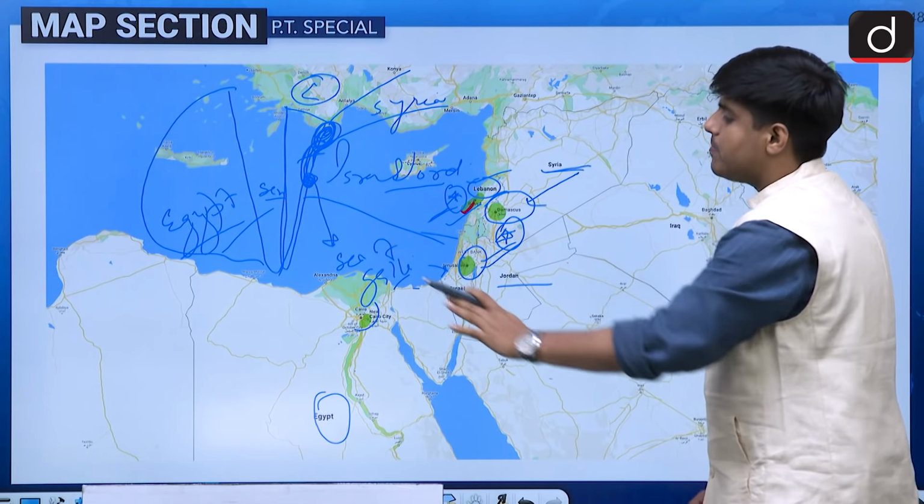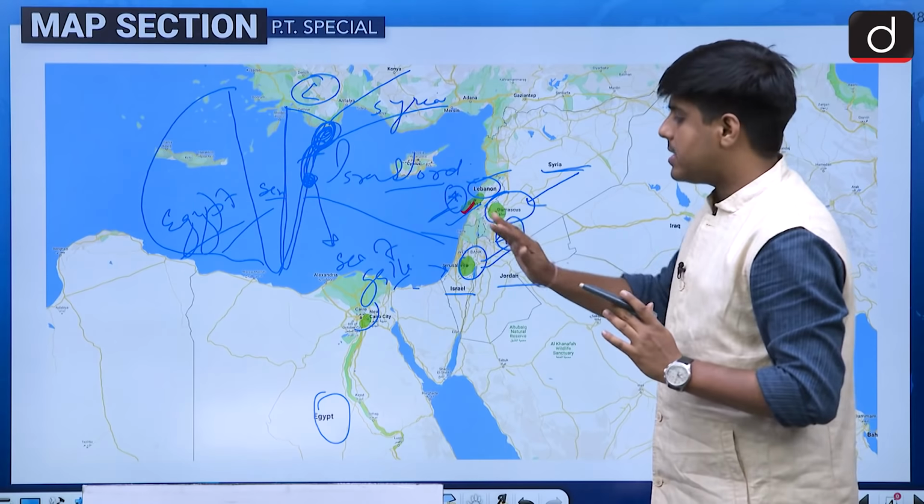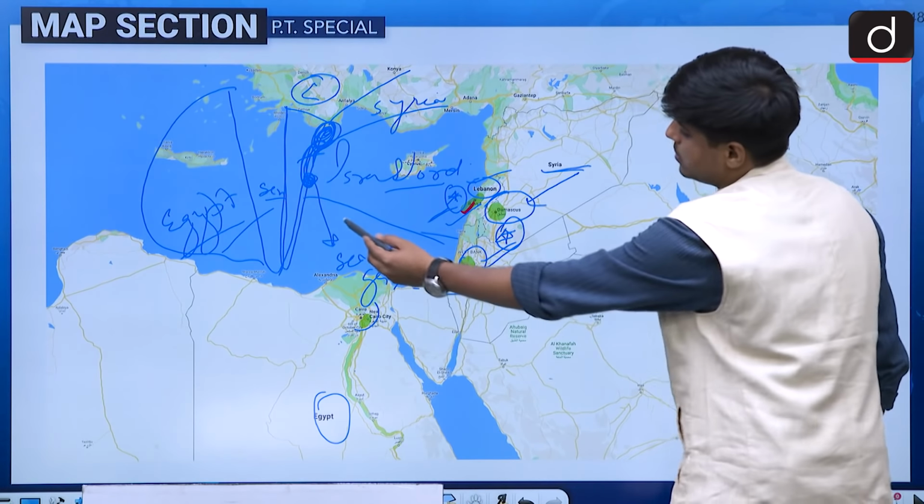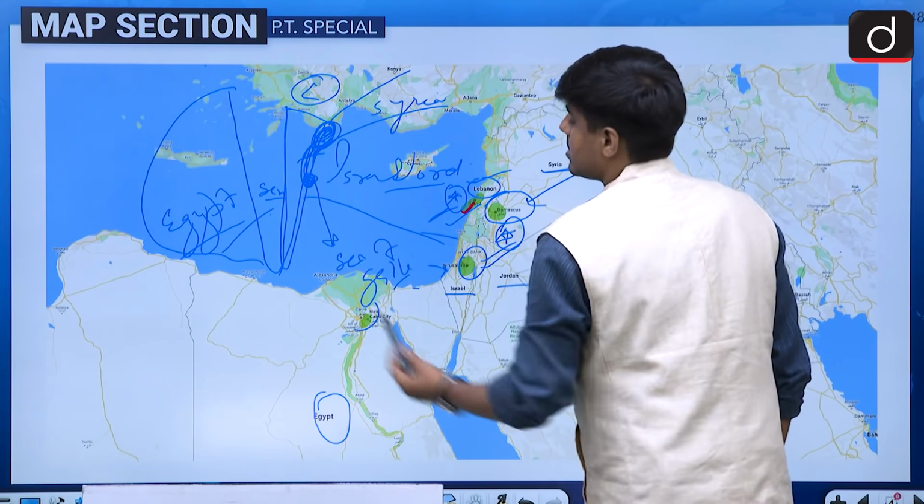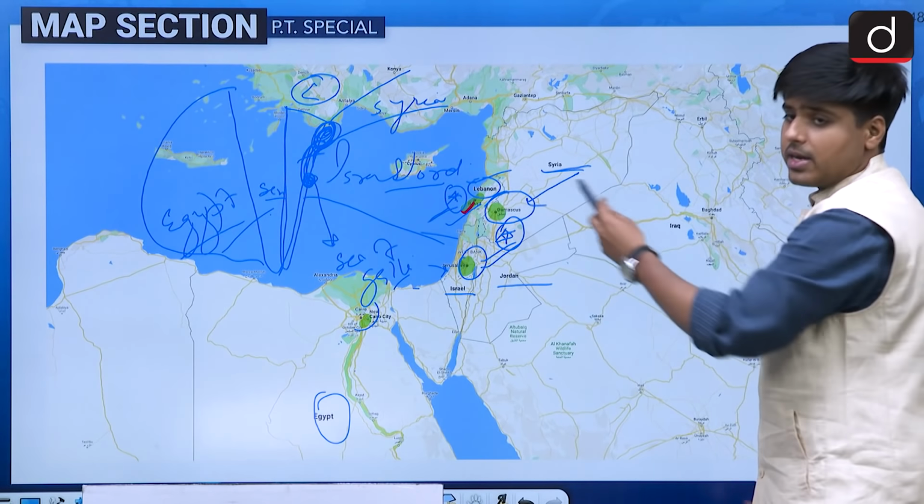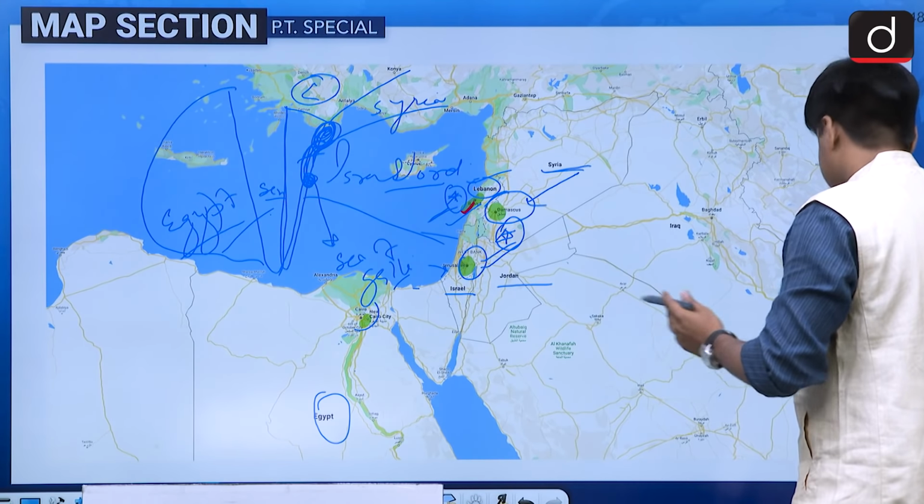So such a kind of map, if you can have it in your mind, if you can draw it on your paper, will help you reach certain answers to certain questions. You have the Sinai Peninsula touching Israel as well as touching Egypt, right? So we'll look at this map in a proper way, in a more sanitized way, in the next few minutes.